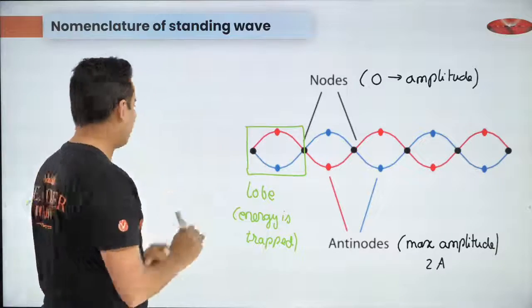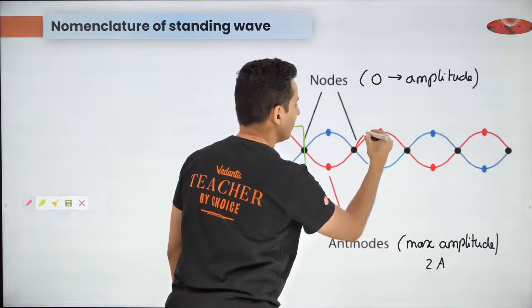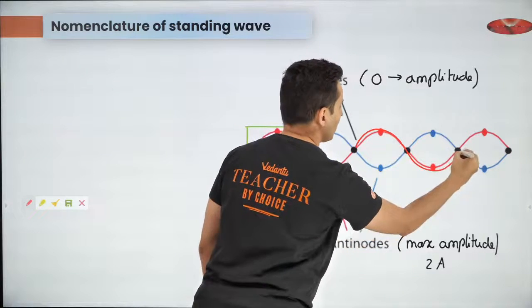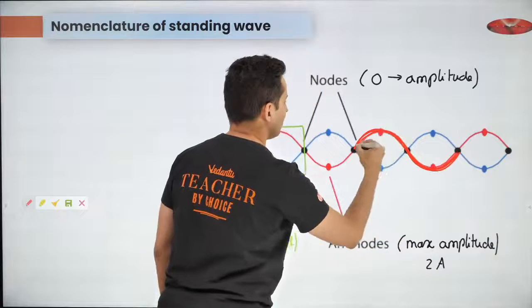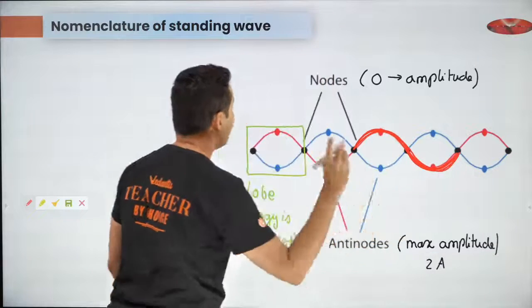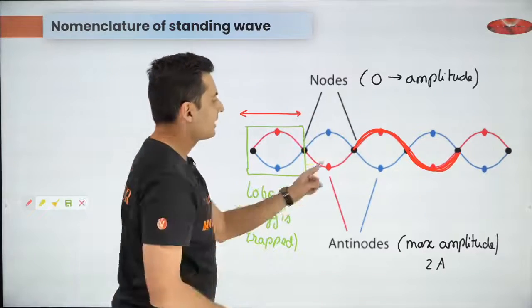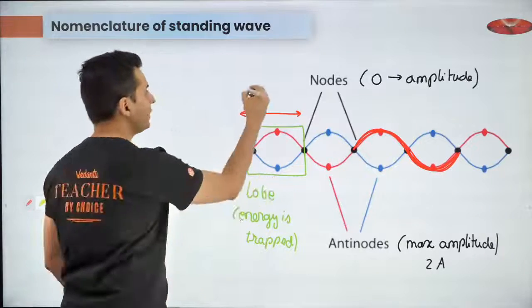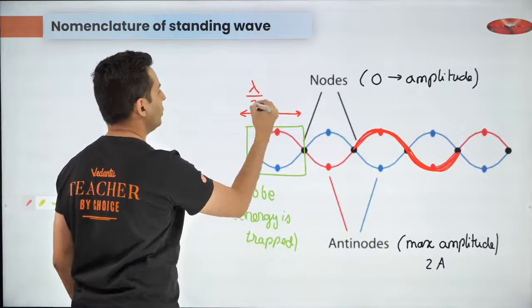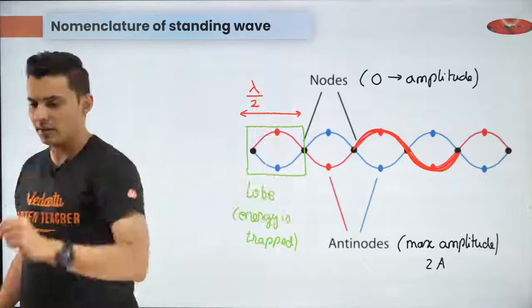Okay. And the last thing which you should know over here, check this out. I hope you can see this. This is one wavelength. That also means the length of a lobe. If this is one wavelength, guys, what is the length of a lobe? The length of a lobe is lambda by 2. Keep this in mind.